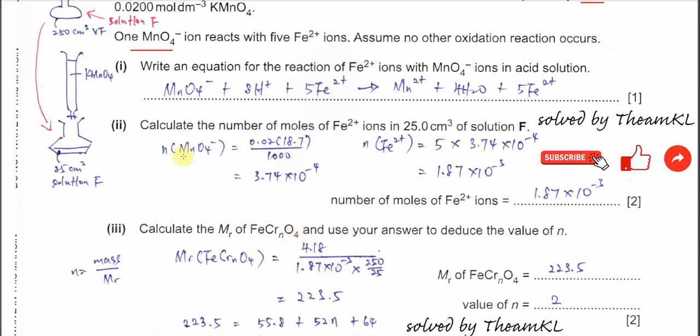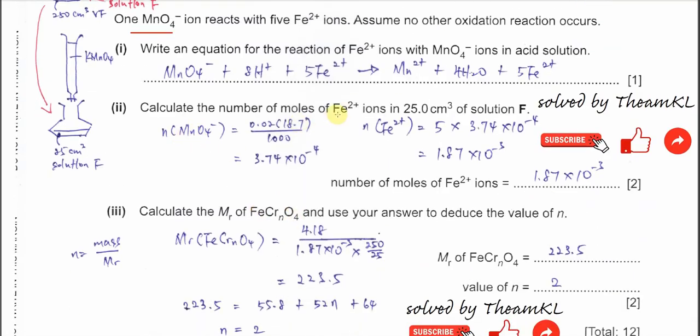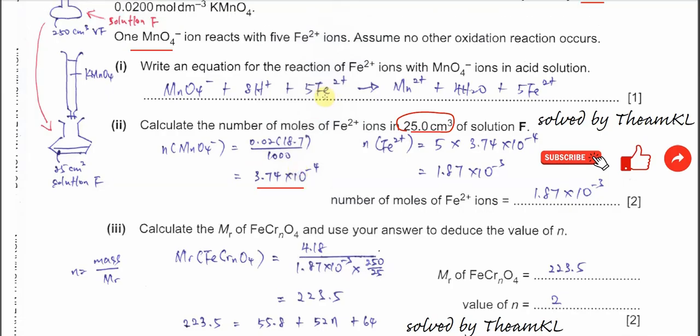Now part 2. Calculate the number of moles of iron 2 ions in the 25 cm³ of solution F. Then we need to use the volume of the manganate 7 ion. So we use MV over 1000, we get this mole. The mole of this iron 2 is 5 times larger. You see, 1 to 5 here. Therefore, the moles of iron 2 is 1.87 times 10 power negative 3. So this is the mole.